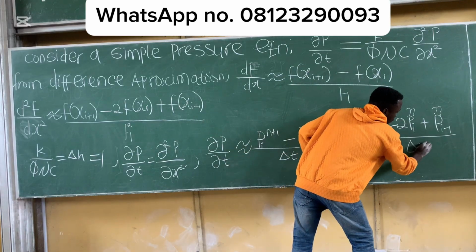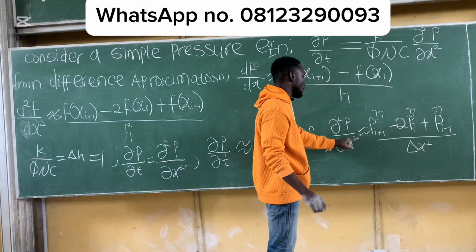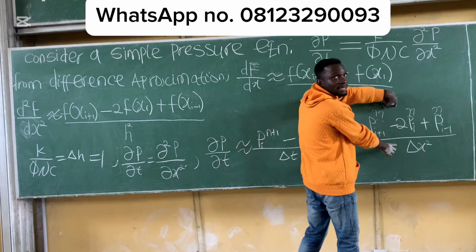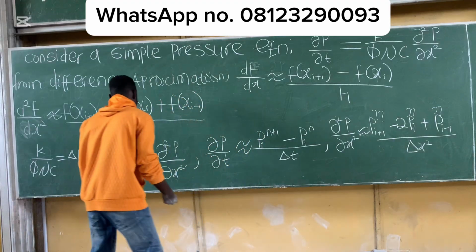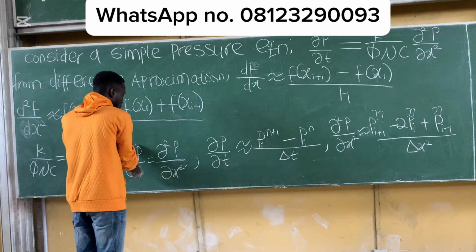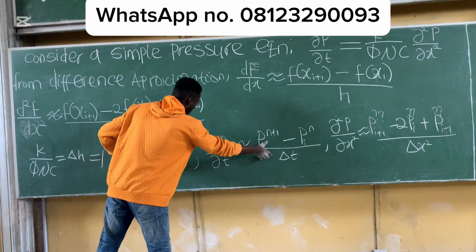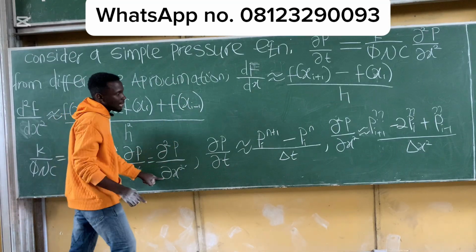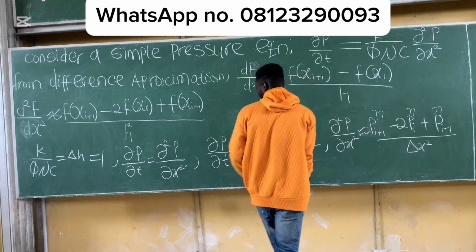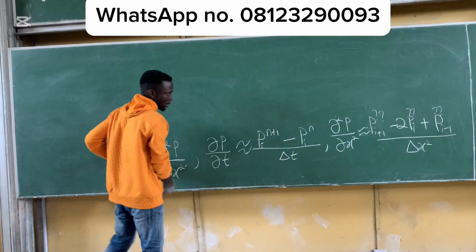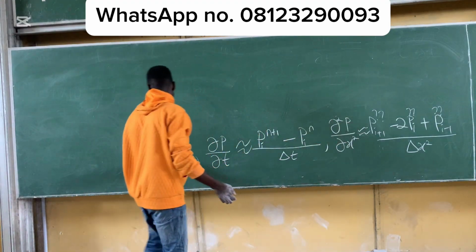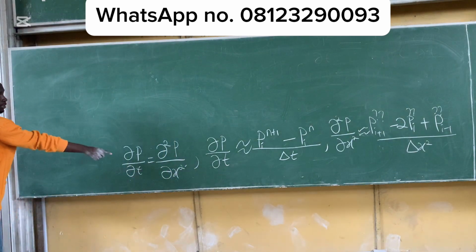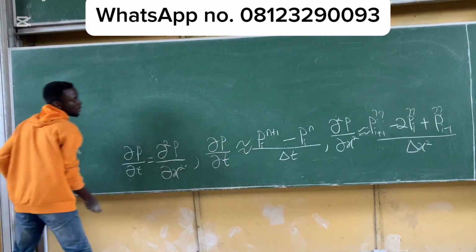There will be delta x square. I'm going to substitute the d square p over the d x square as this now into this equation. So substitute dp dt, which is equal to this, into this equation, and substitute d square p over d s square, which is this, into this, then this as this into this. If that is the case, what is our dp dt? Our dp dt is approximately equal to that.